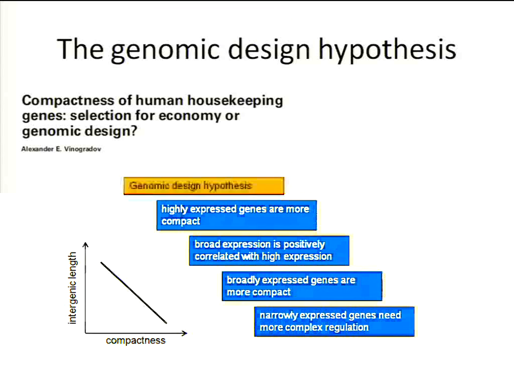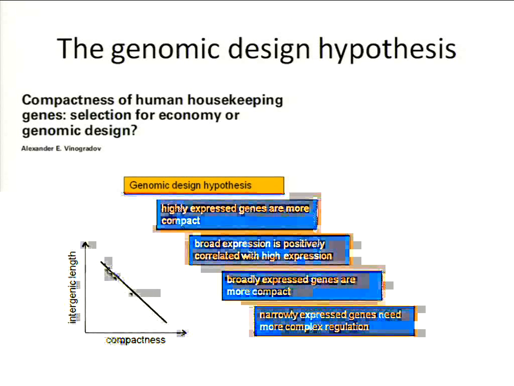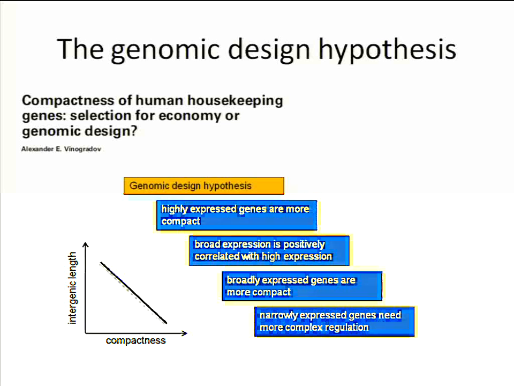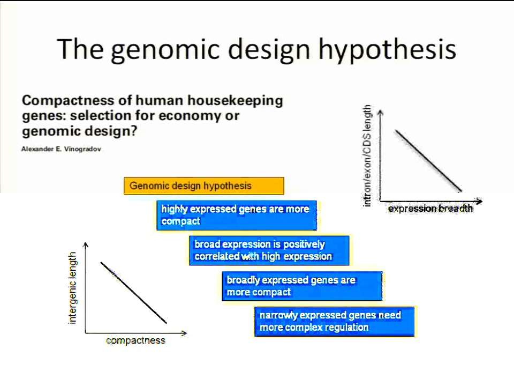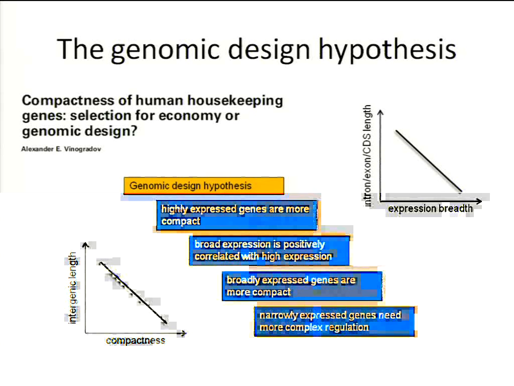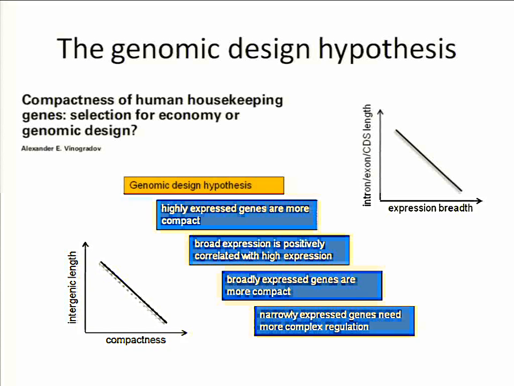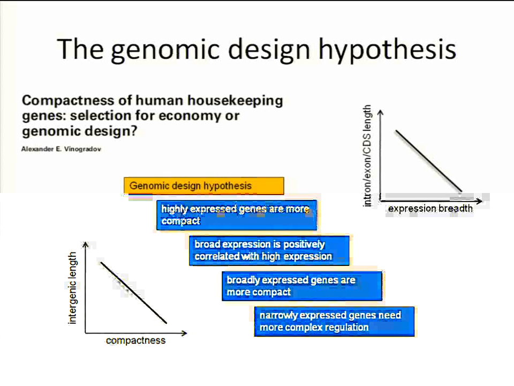He calls this explanation the genomic design hypothesis. And basically, he says that you are going to see the same trend, but the driving force, the determinant factor, is expression breadth rather than expression level.